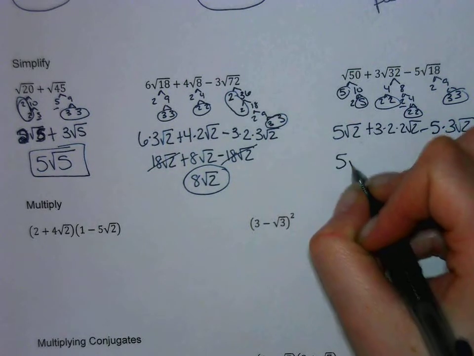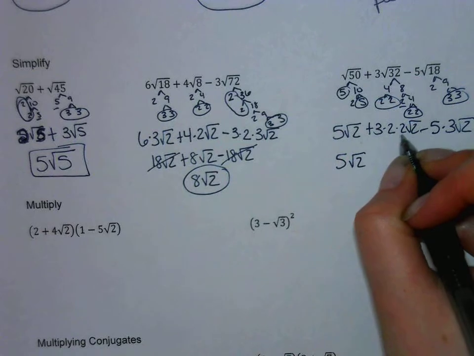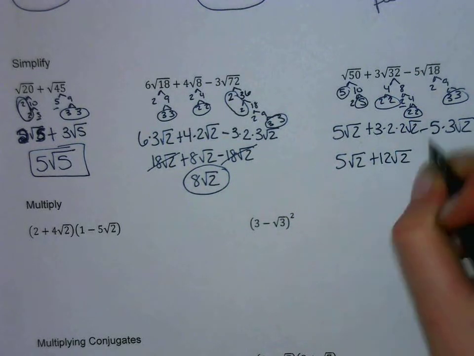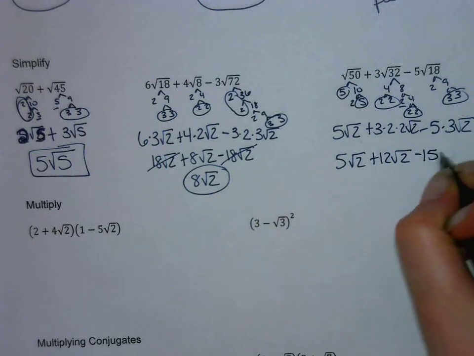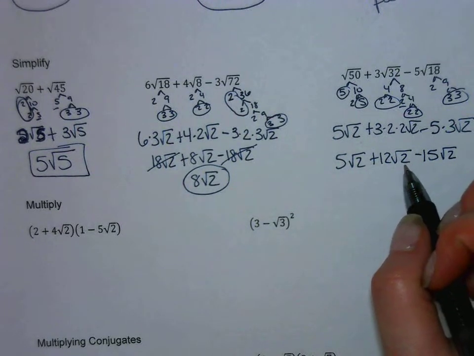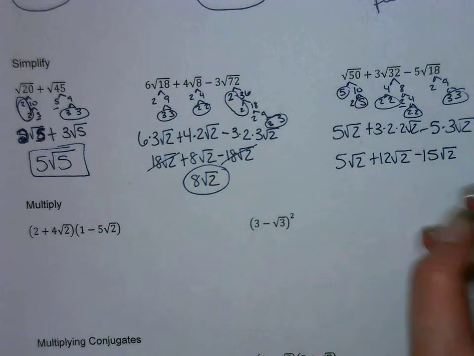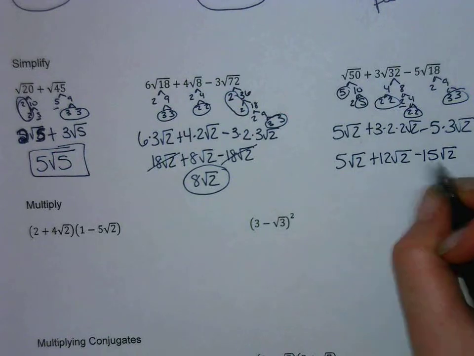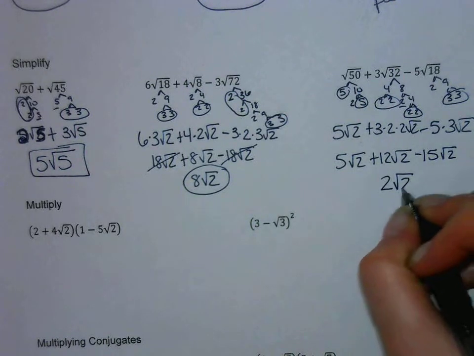So 5 square roots of 2. 3 times 2 is 6, times 2 is 12 square roots of 2. Negative 5 times 3 is a negative 15 square roots of 2. So 5 square roots of 2 plus 12 square roots of 2 is 17 square roots of 2, minus 15 square roots of 2. So 17 minus 15 is 2 square roots of 2.